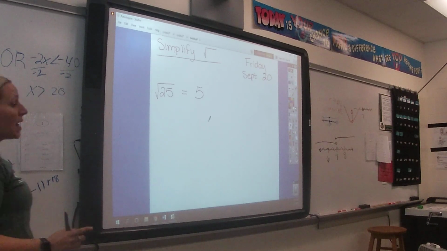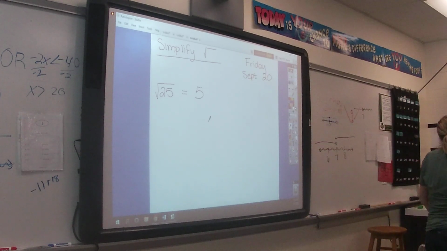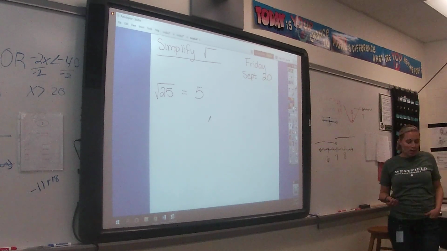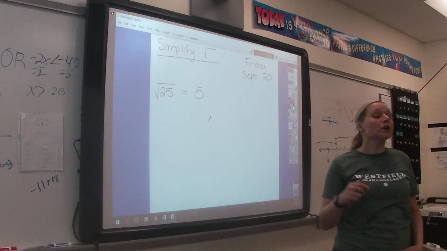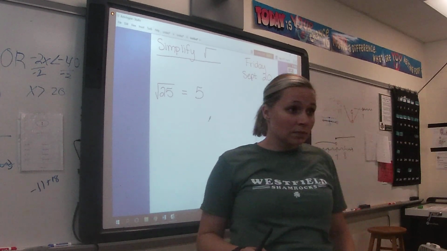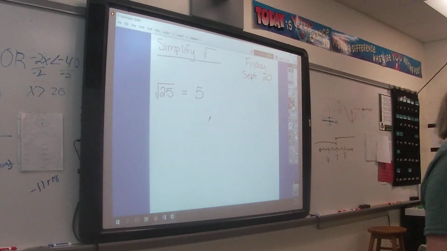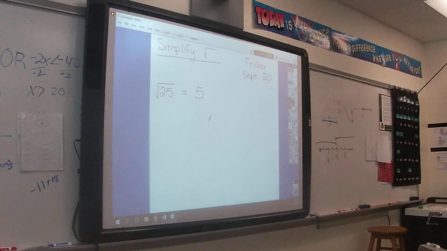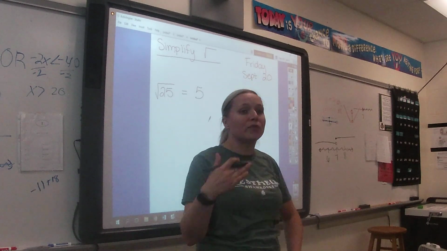The problem is that anything that is not a perfect square, if you remember way back to the beginning of Algebra 1, is an irrational number. And an irrational number is a number like pi that literally never ends. There is no repeat, there is no pattern, there is no nothing. It goes on forever.